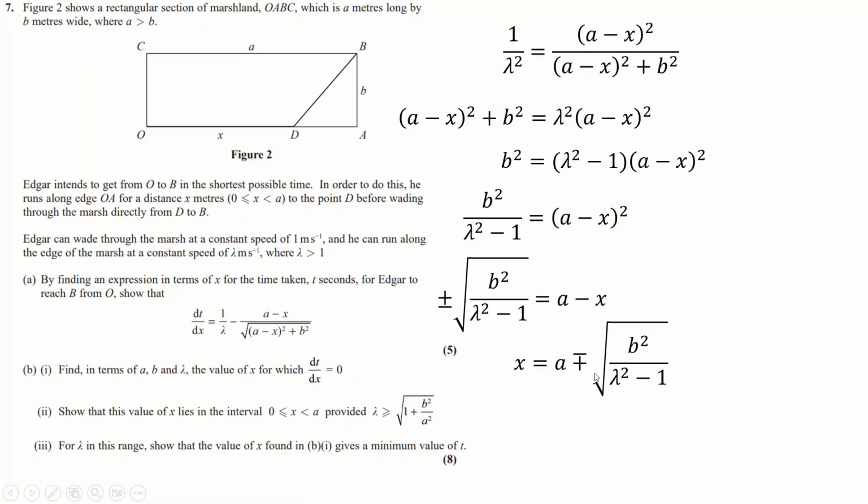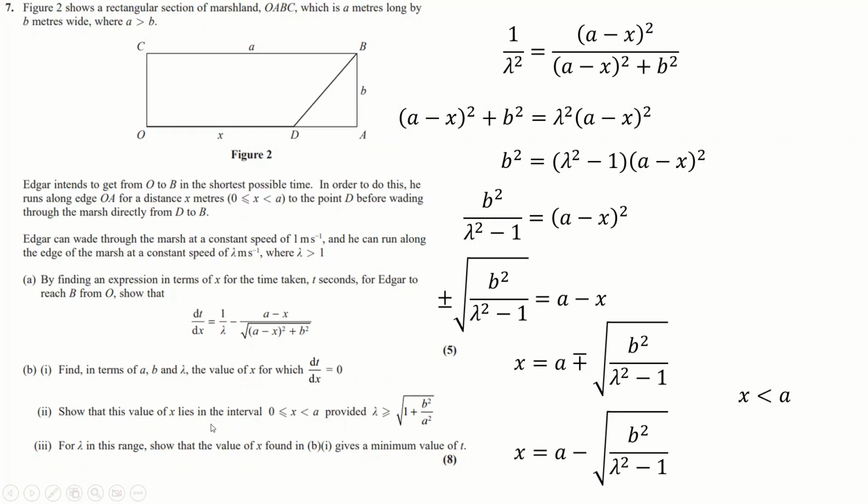And just for the final mark, I'm just going to say the initial condition was that x is less than a, because of course you're not going to run past this point and then go back again, are you? So x is less than a, which means I don't want a plus this thing, do I? I want a minus this thing. So this will be my final answer there. Good. So we haven't done anything too hard yet in this question.